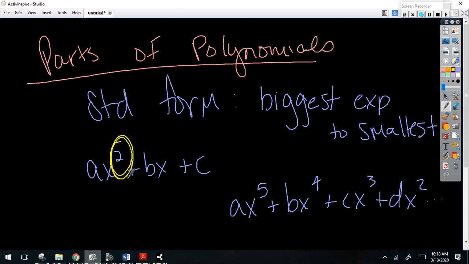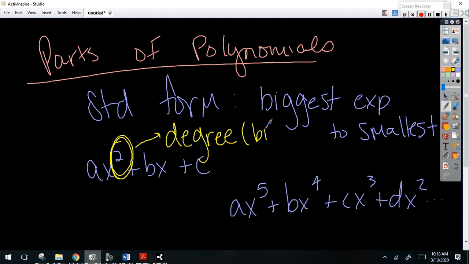This biggest exponent is very, very important to our polynomial. Does anybody know what it's called? Leading coefficient? It's not a coefficient, it's an exponent. Nobody knows. I know the number in front is the leading coefficient, so that's why I said leading coefficient.